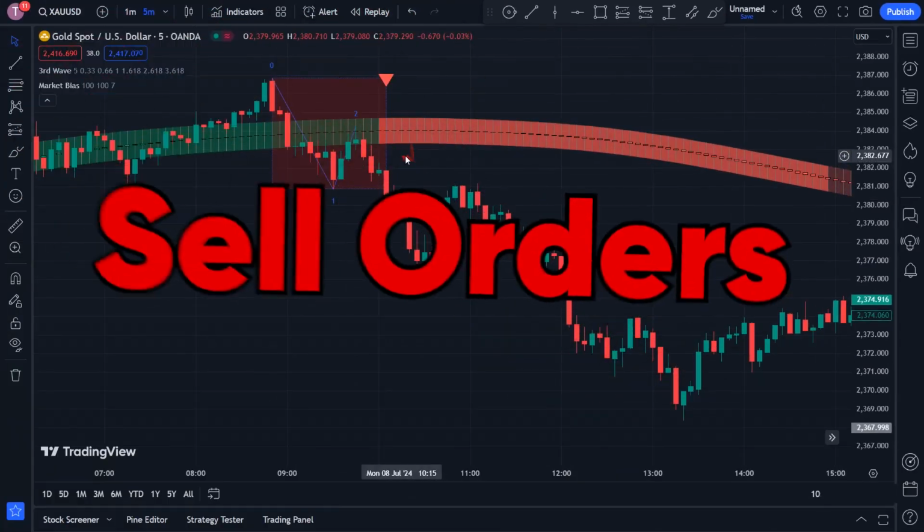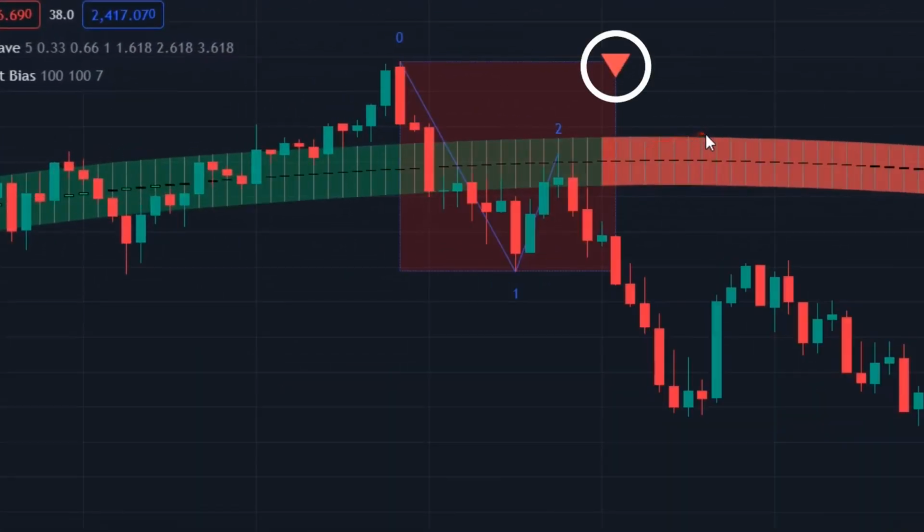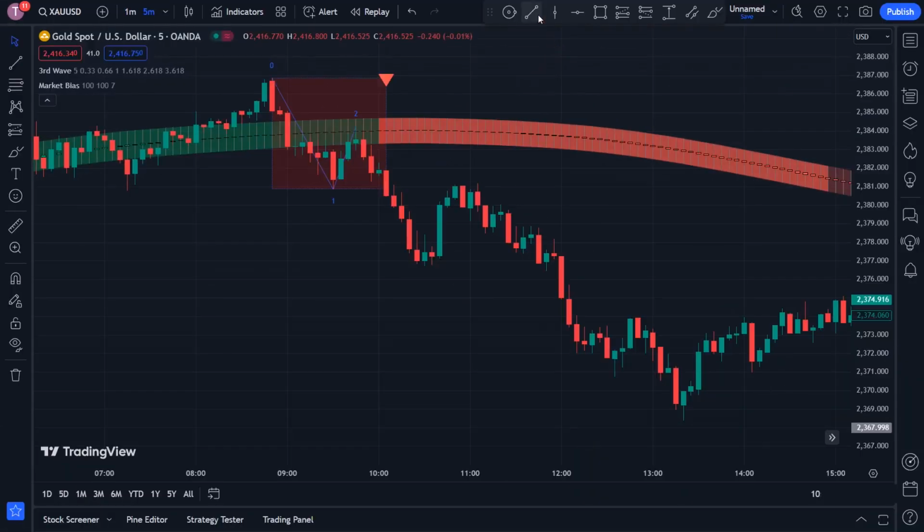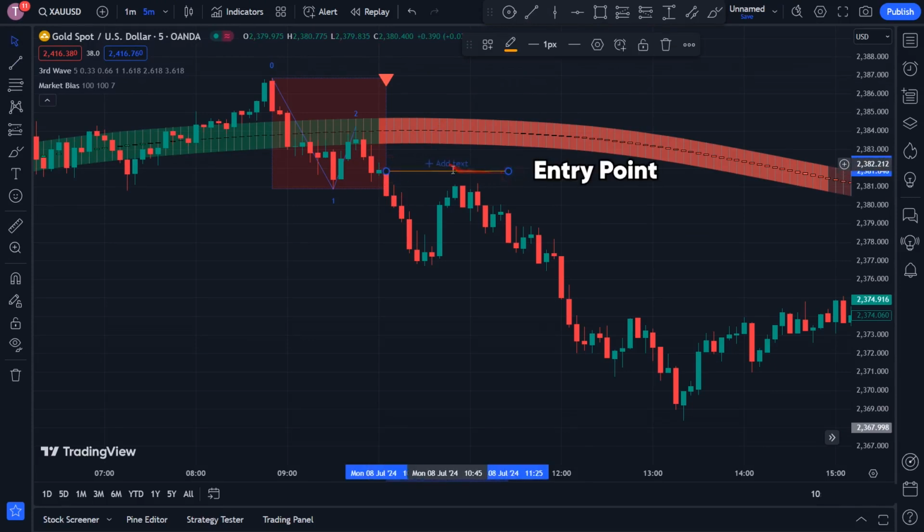For sell orders, first look for a red triangle on the chart. This triangle is exactly the sell signal we were looking for. The next step is to make sure that the price is below the red market bias band, indicating a downtrend in the market, and you should prepare yourself for sell trades. If these two conditions are met, we understand that we have found a suitable entry point for a sell trade.